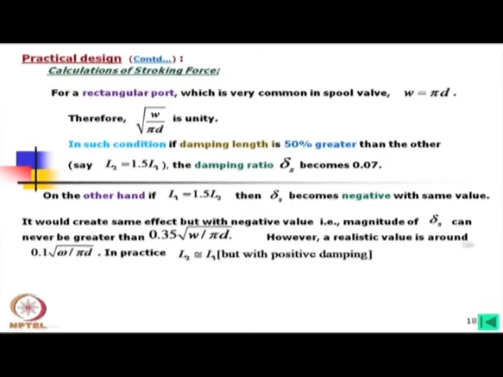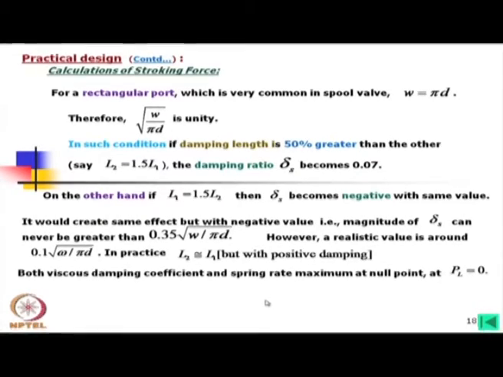However, a realistic value is around 0.1 root W by pi d. We can use this value. In practice, L 2 is more or less equal to L 1, but with positive damping, mind it. That means L 2 will be slightly greater than L 1. So, we can use this data for designing a real valve.